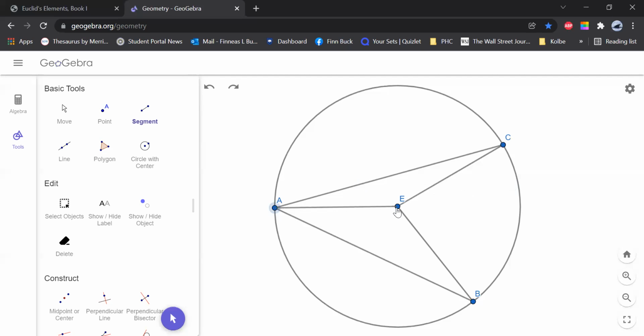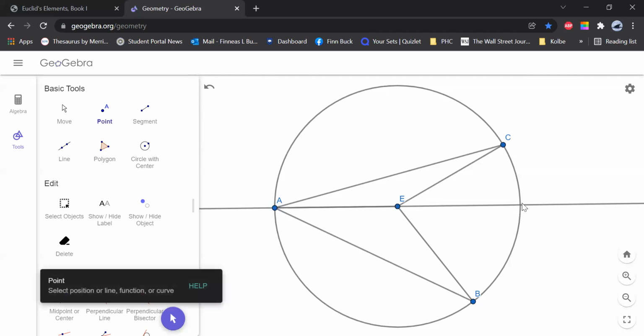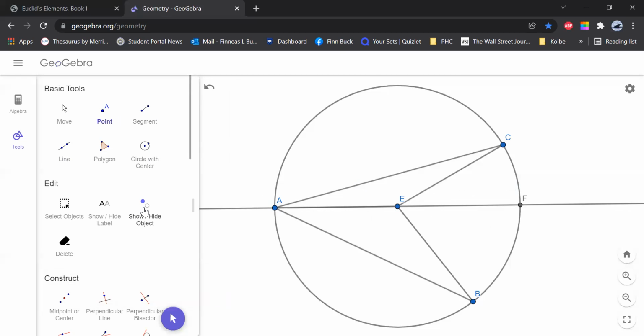Right here. And the reason we can do this is because of postulate 1, essentially saying that any two points can be joined. Next, extend AE through F. Let's do some fancy GeoGebra stuff here. And the reason we can do this is because of postulate 2, which states that if you have a line, you can extend that straight line in any direction.